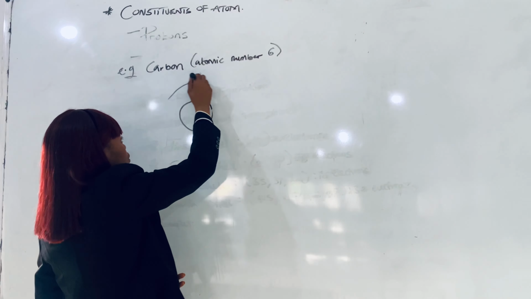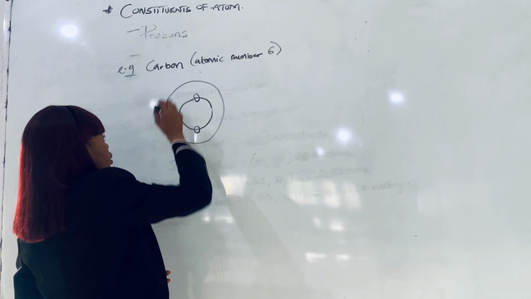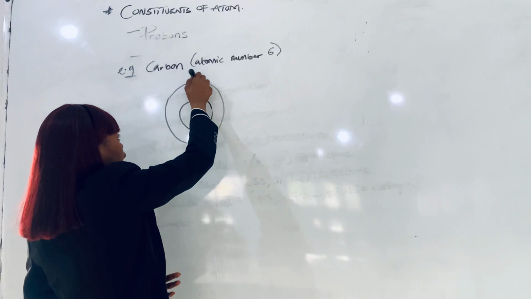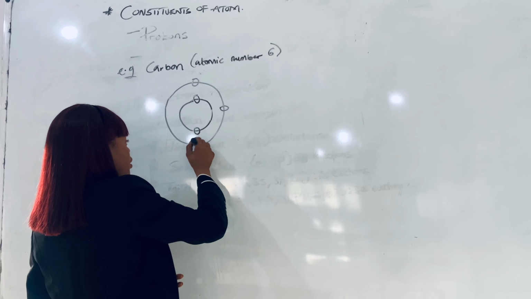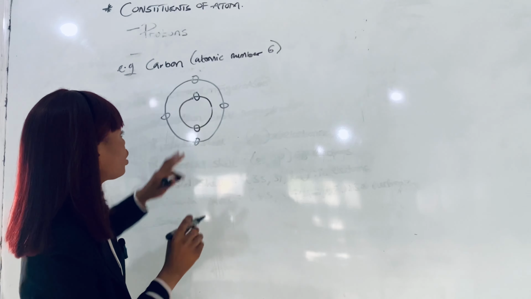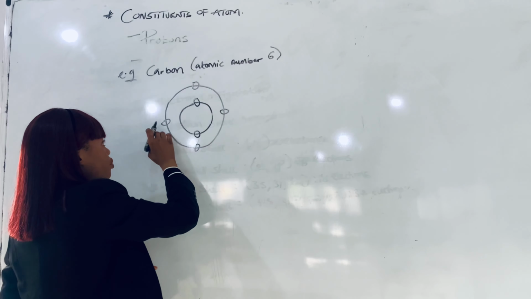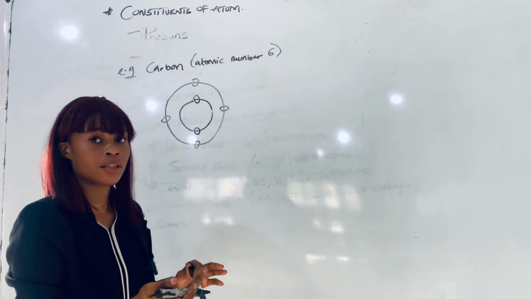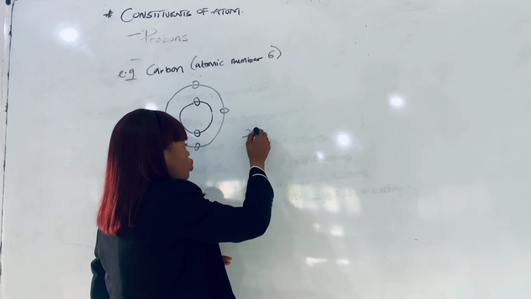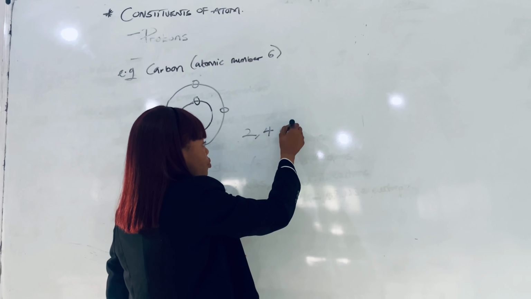So we draw our second shell. So we have 4 electrons left out of 6. So 1, 2, 3, 4. So if you count the electrons, we have 1, 2, 3, 4, 5, 6. So it is complete. So the electron configuration of this element carbon is 2,4 configuration.